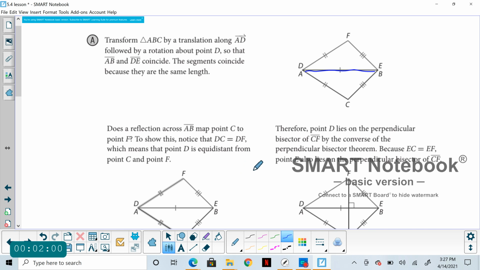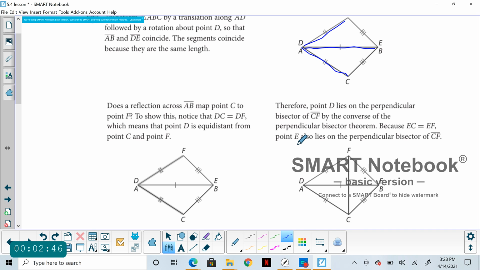Well, to show this, we can notice that CE, which is this side here with the 3 tick marks, is equal to DF. Or excuse me, DC is equal to DF. Oh, I'm on the wrong one. DC, here where point A is, it can be called by either point. So DC or AC is equal to DF over here. And that means that point D is equidistant from point C and point F.